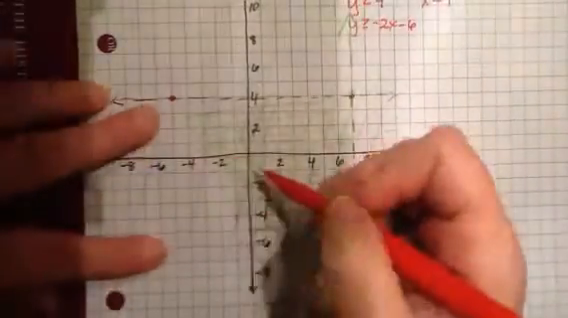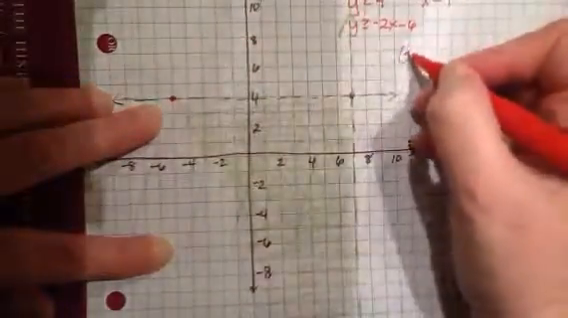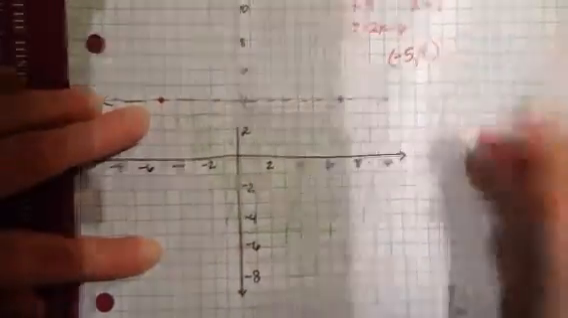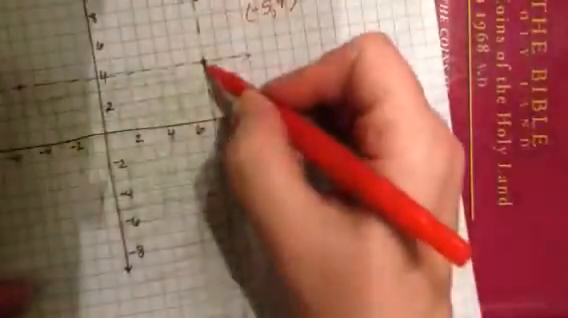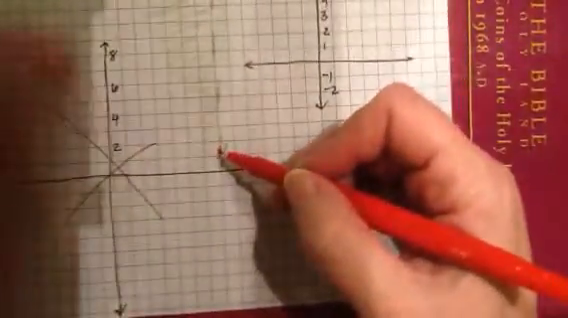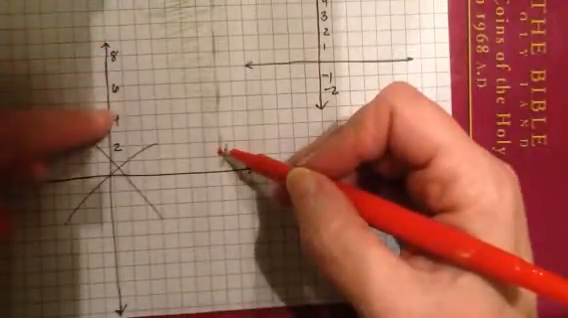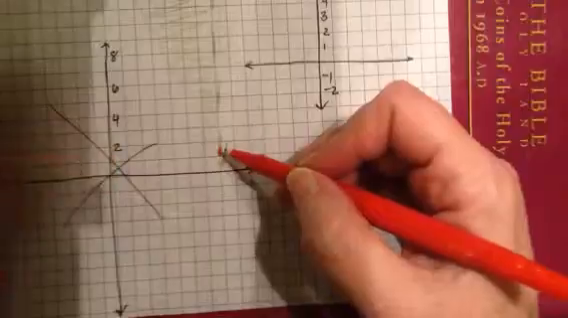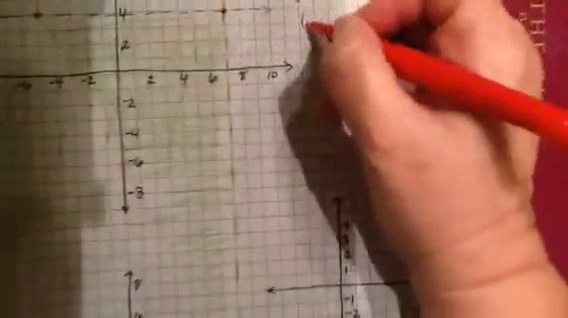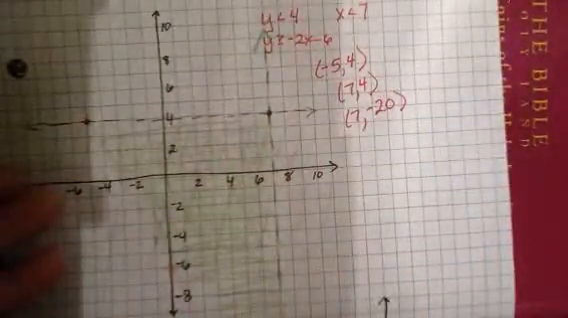So the point of intersection here is negative 5, 4. The point of intersection here is 7, 4. And then the last point of intersection all the way over here, counting down to 20, is 7, negative 20. These three boundaries are going to become important in the next lesson.